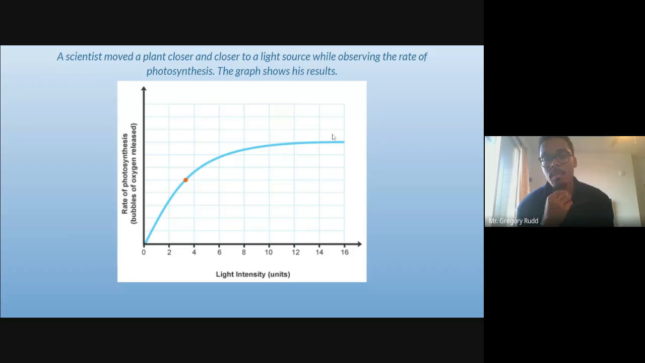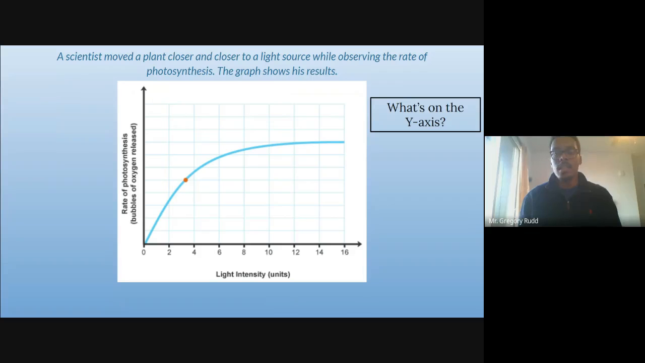Okay, so I think that's important because you all were asked to come up with some type of conclusion based on this graph. Before we can actually reach the conclusion, we need to know what the graph is telling us and what information we can take from the graph. So my first question of you all is, what is on the y-axis for this graph? What information is on the y-axis?